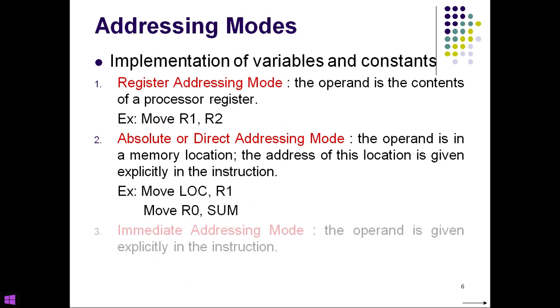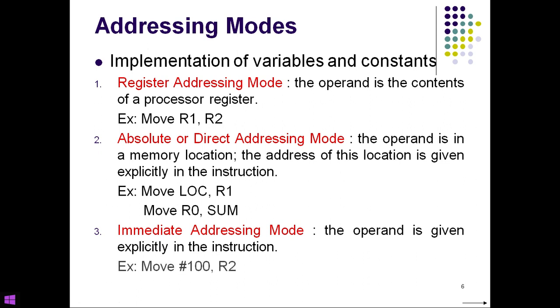Going forward, the next one we have is immediate addressing mode. Here the operand is given explicitly in the instruction. So remember, friends, in absolute mode the memory location is given explicitly in the instruction. Here the operand itself is given explicitly in the instruction. If I want to give an operand, as we have just seen, we will be using the hash mark.